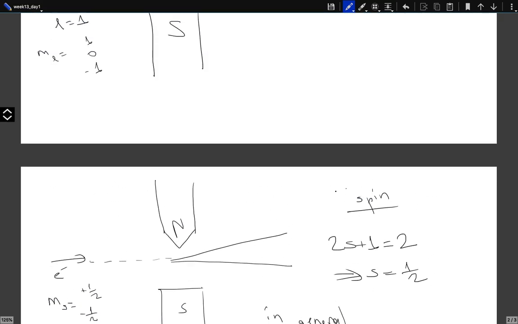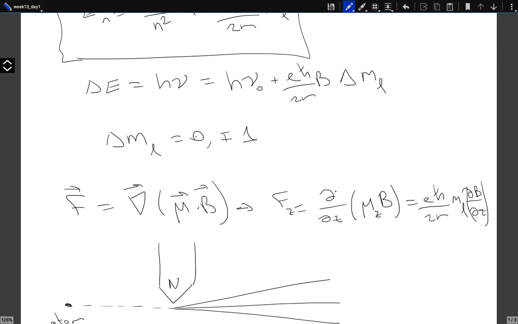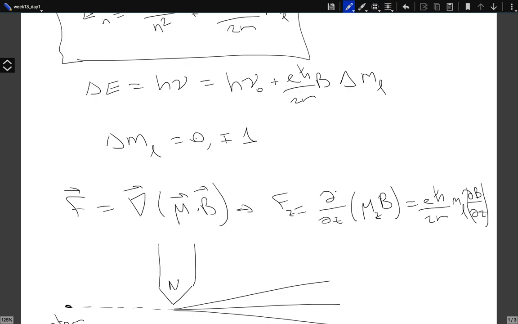Well, let's go back to the origin of this force. So essentially, we have this deviation due to the force acting on the electron. But the force acting on the electron will be proportional to the derivative of B. If B is uniform, its derivative is 0, so there won't be any force. The only effect will be if it's an atom, you will see the Zeeman effect.